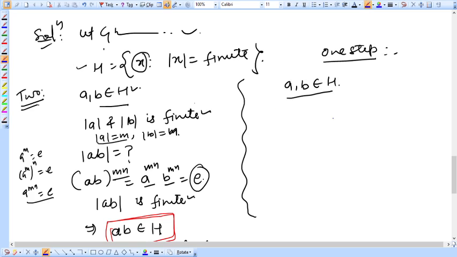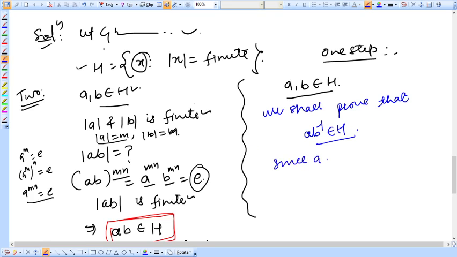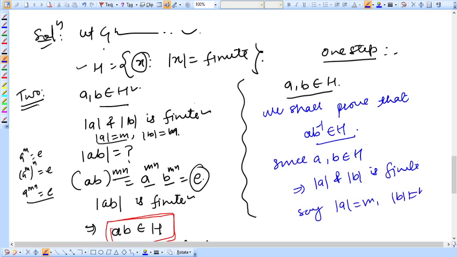So how we are going to solve this? In this we shall prove that AB inverse belongs to H. So see now, since A, B belong to H, this implies order of A and order of B is finite. Say order of A is equal to M and order of B is equal to N.